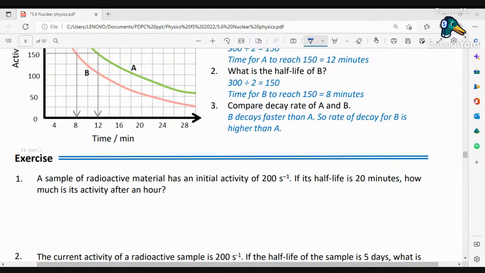Ada loss kejap ke? Okay, line tak apa. Okay. Ada soalan boleh tanya.